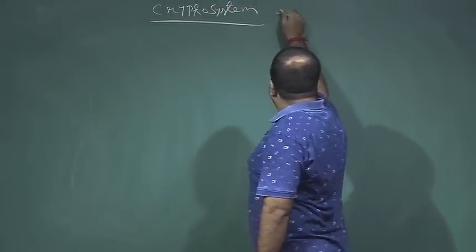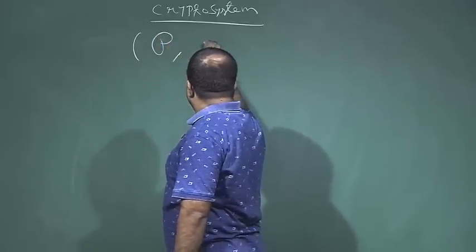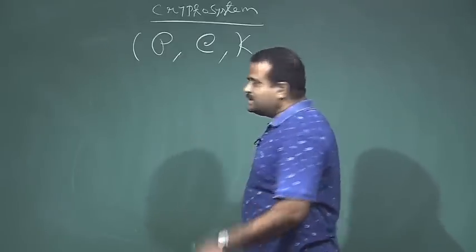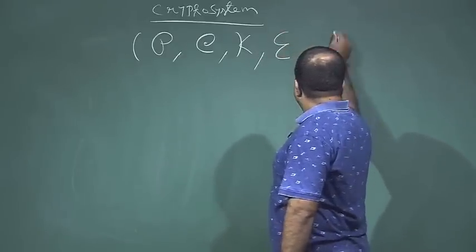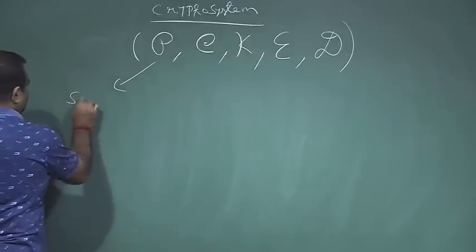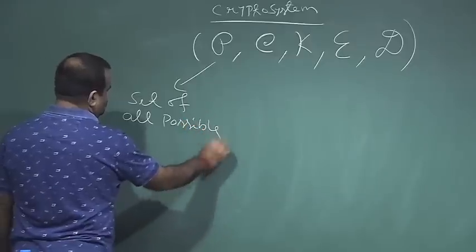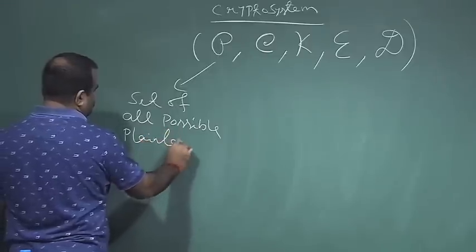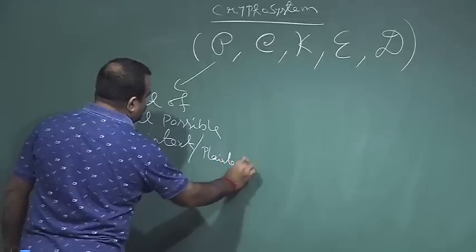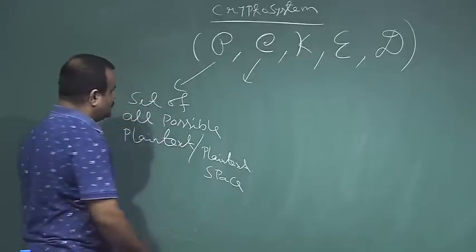A crypto system is basically a 5-tuple: P, the set of plaintext; C, the set of ciphertext; K, the key space; E, the set of encryption algorithms; and D, the set of decryption algorithms. P is the set of all possible plaintext, or the plaintext space. C is the set of all possible ciphertext, called the ciphertext space.